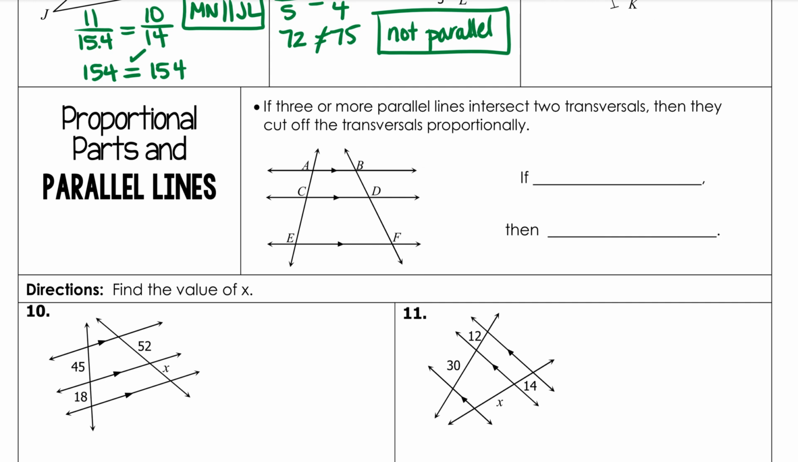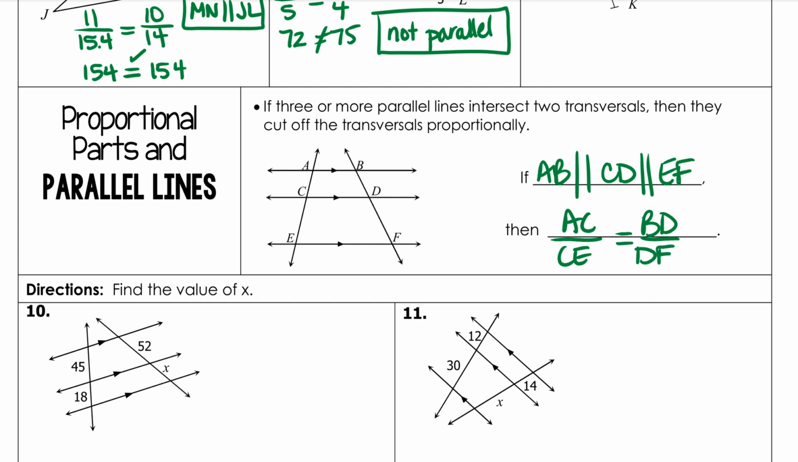Okay, next it says proportional parts and parallel lines. It says if 3 or more parallel lines intersect two transversals, then they cut off the transversals proportionally. Notice we've got 3 lines that are parallel and 2 other lines that intersect all 3 of them. Those are the transversals. In this picture, it's showing that AB is parallel to CD and parallel to EF. Since that is true, this theorem says that AC over CE is proportional to BD over DF.